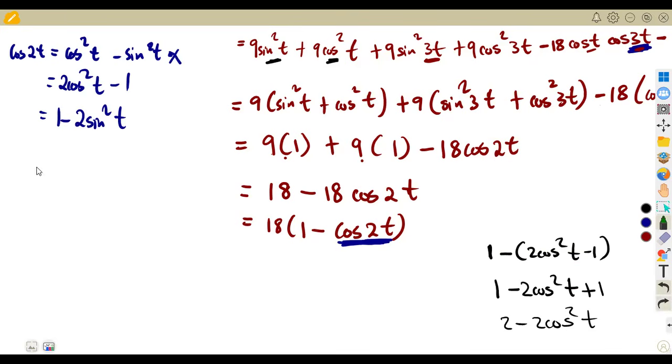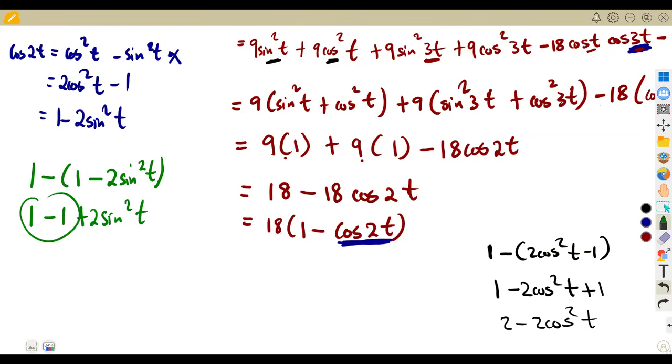It was going to be like this, 1 minus the bracket of 1 minus 2 sine squared t, which was going to be 1 minus 1. We expand by minus here, it's going to be a plus 2 sine squared t. If we expand 1 minus 1, this is going to give us a 0. We get 2 sine squared t, of which this is a single term preferred to this one.